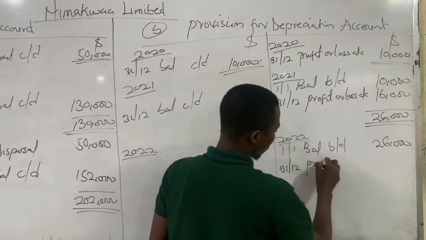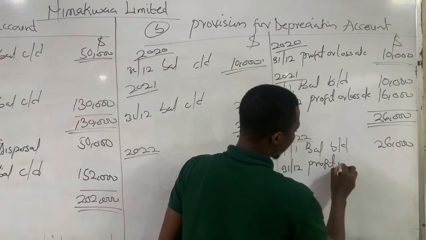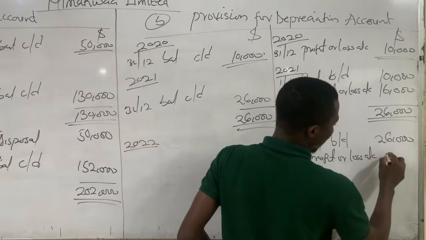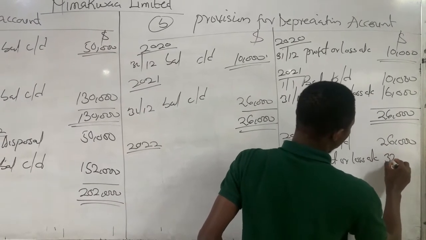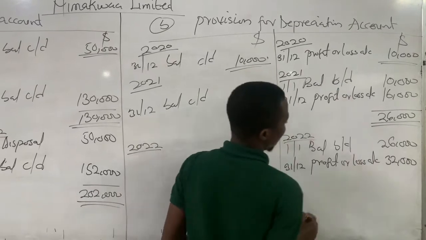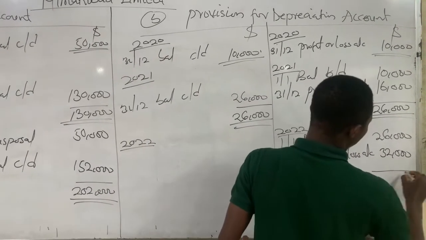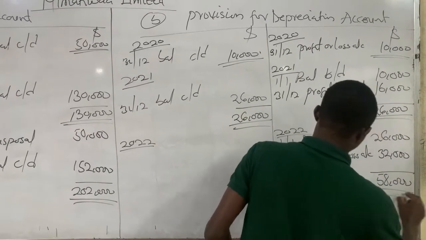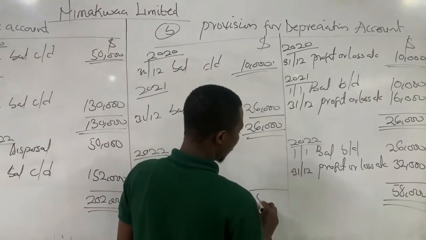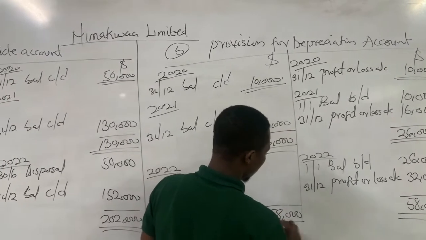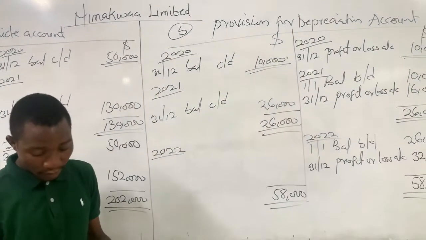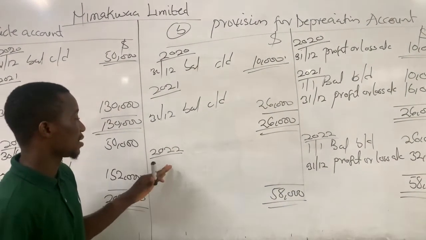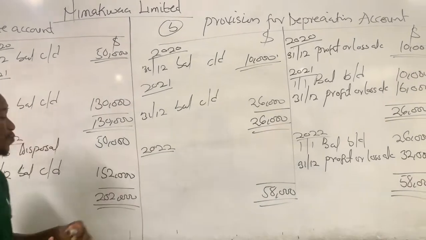Our profit or loss account will be debited with 32,000 because we are crediting this account. Is that okay? And the total is going to give us 58,000. The debit must also be 58,000. Is that okay? And we need to actually close off this account. But remember that in the year 2022, we dispose of an asset.